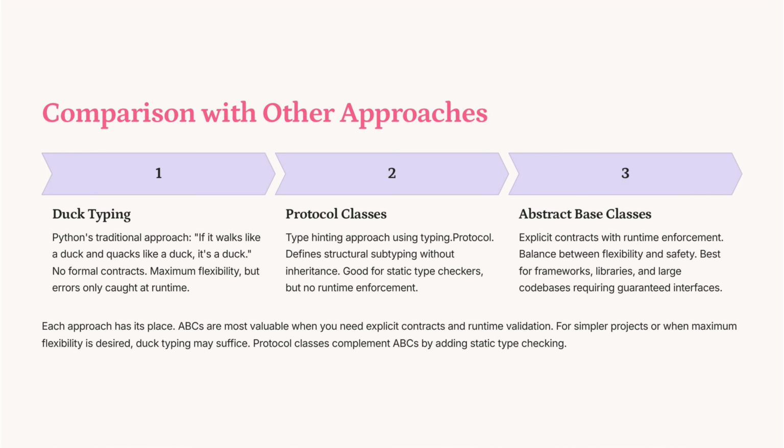Duck typing offers maximum flexibility but lacks formal contracts, catching errors only at runtime. Protocol classes provide structural subtyping for static type checkers without runtime enforcement. Abstract base classes offer explicit contracts with runtime validation, ideal for frameworks and large code bases needing guaranteed interfaces. Each approach serves different needs, balancing flexibility and safety.